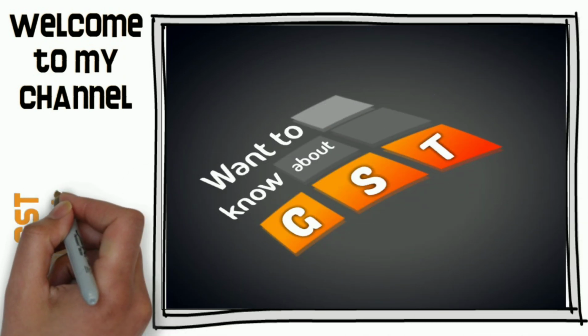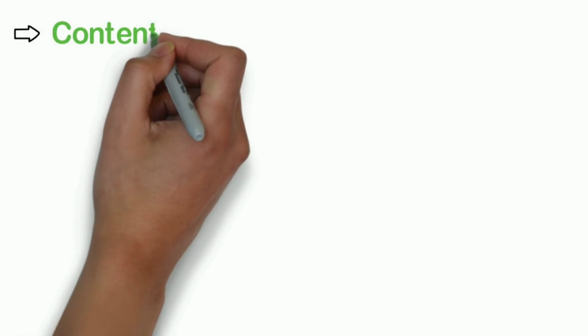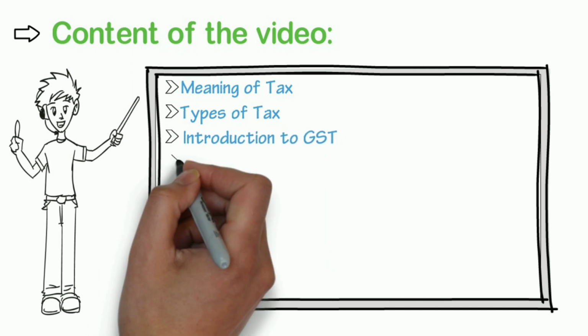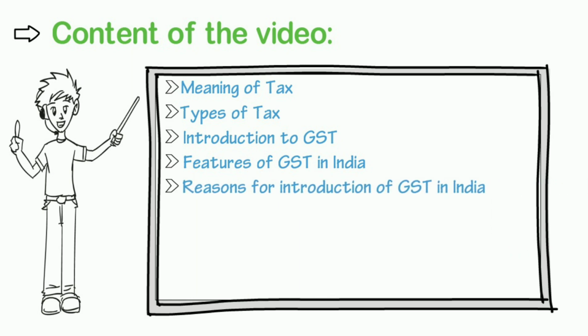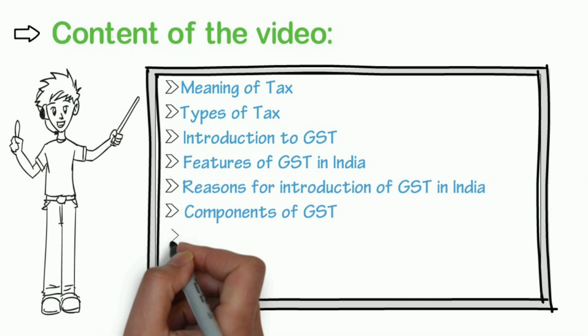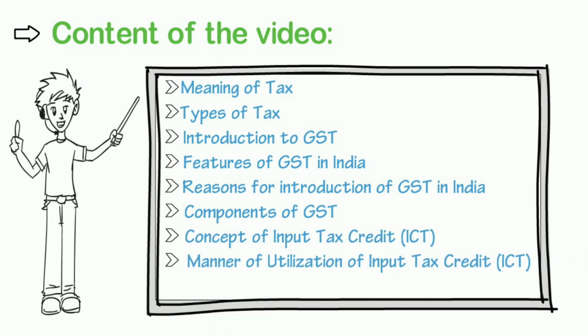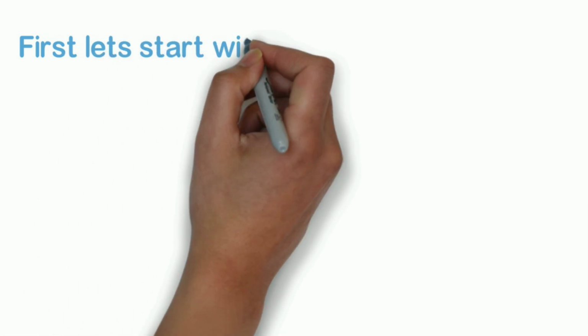In today's video, we're going to start with Introduction to GST Part 1. Before moving further, let's have a look at the content of this video. First, we're going to start with the meaning of tax, after that types of tax, then Introduction to GST, then features of GST in India, after that reasons for introduction of GST in India, then components of GST, after that the concept of input tax credit, then the manner of utilization of input tax credit, and finally eligibility and registration for GST. So now let's move further and start with the meaning of tax.